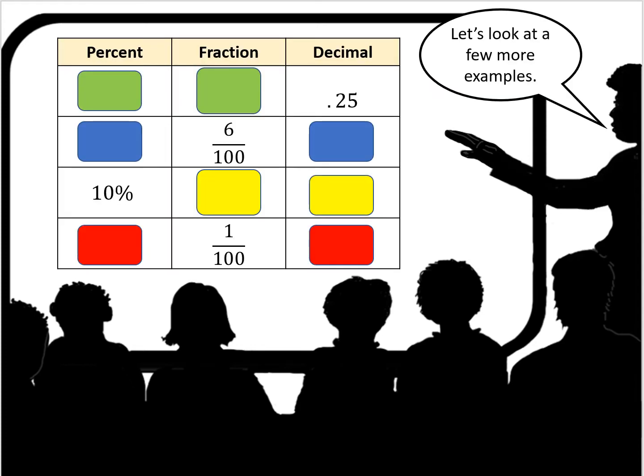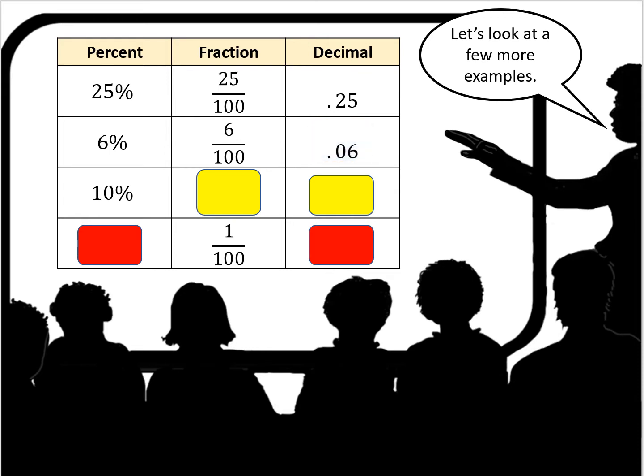Let's look at a few more examples. 25% written as a fraction is 25 over 100. As a decimal, 0.25. We have a fraction 6 over 100. That is 6%. And in decimal form, 6% is 0.06.